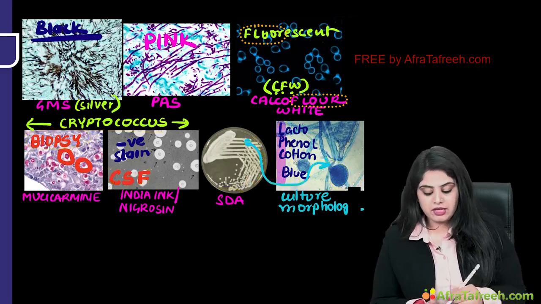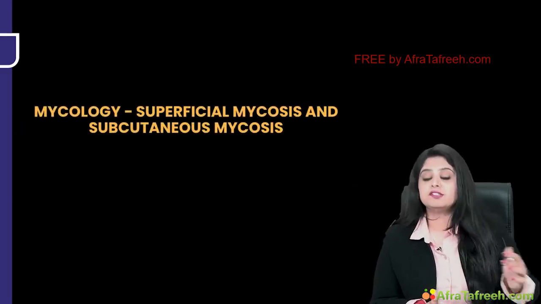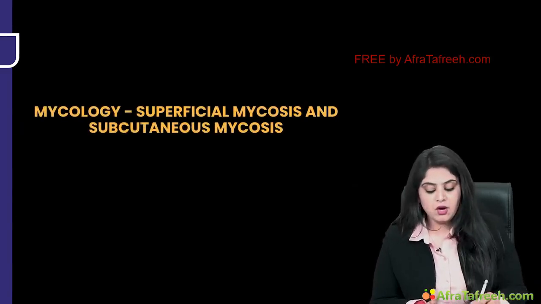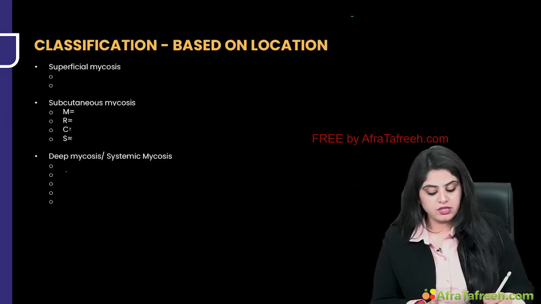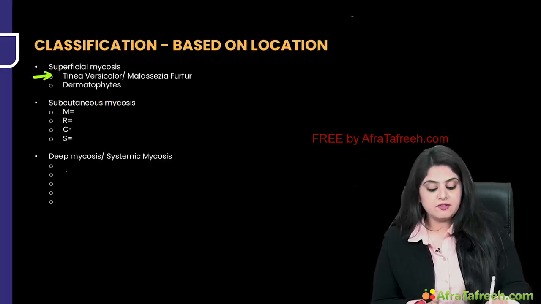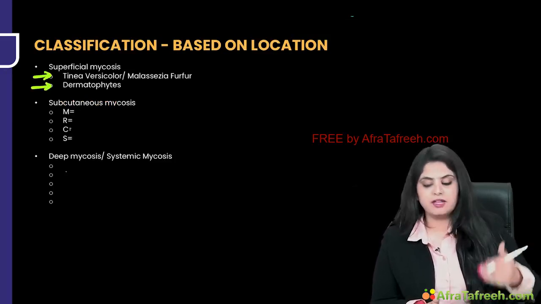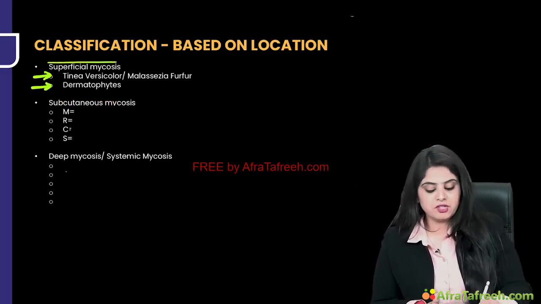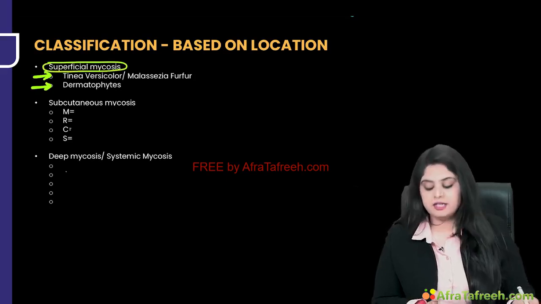Now let's go on to the classification on the basis of the site. So first we start off with all the superficial mycosis. What are the superficial mycosis going to be? We have two things coming up: Tinea versicolor and all the dermatophytes. One by one, I'll take up this slide. So in superficial, Tinea versicolor and dermatophytes will come.